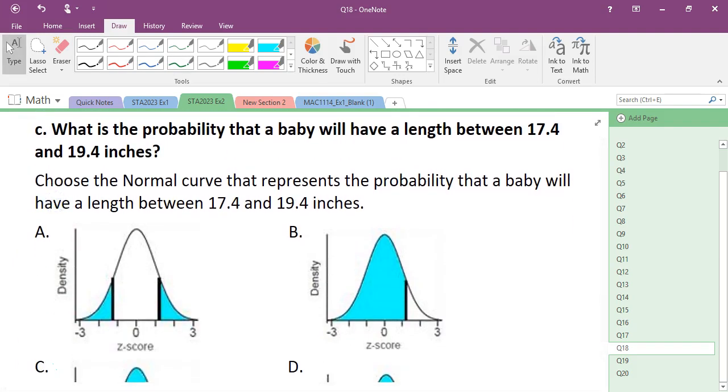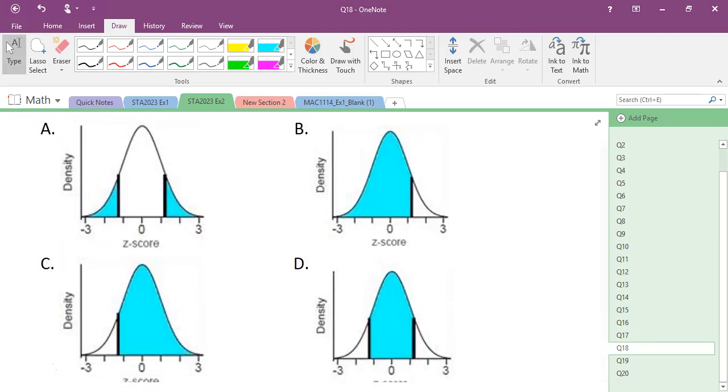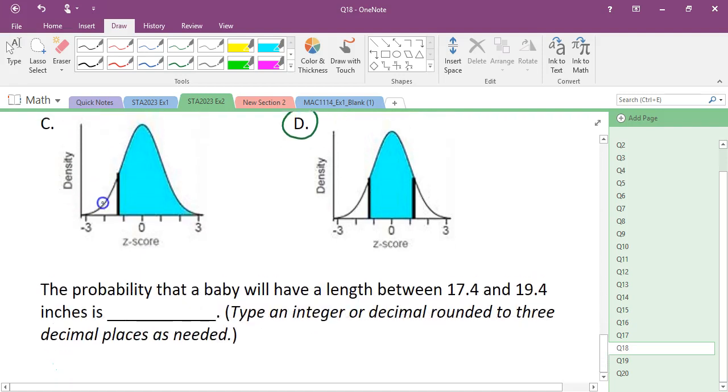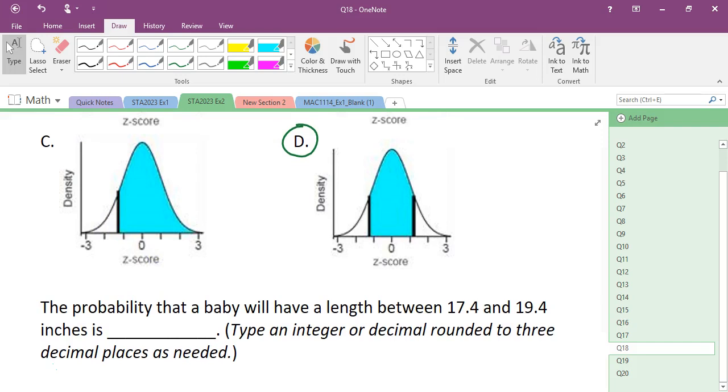One more on this one. What's the probability that the baby length will be between 17.1 and 19.4 inches? So which one of these pictures shows between? D. Yeah, you're stuck between two numbers, so we're shading between those two. Definitely D. That shows us between. So now we've got to figure out that probability. Let's jump back into the calculator. We'll just keep going back and forth like we've been doing.